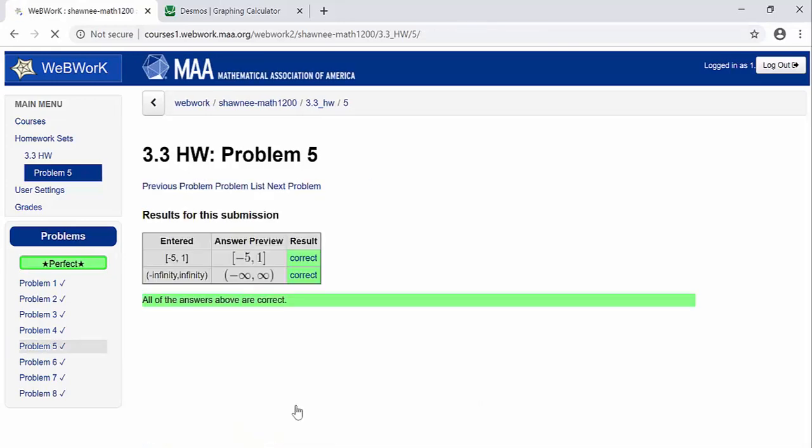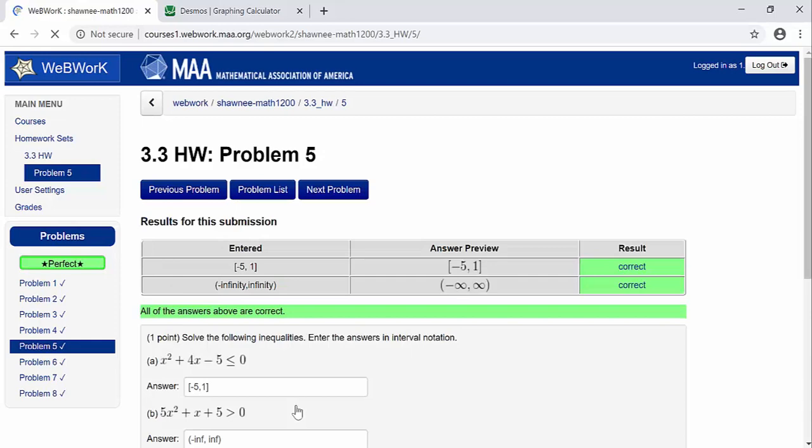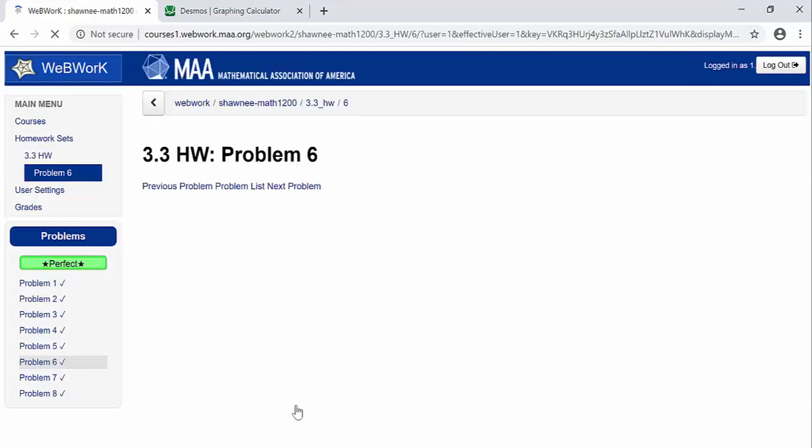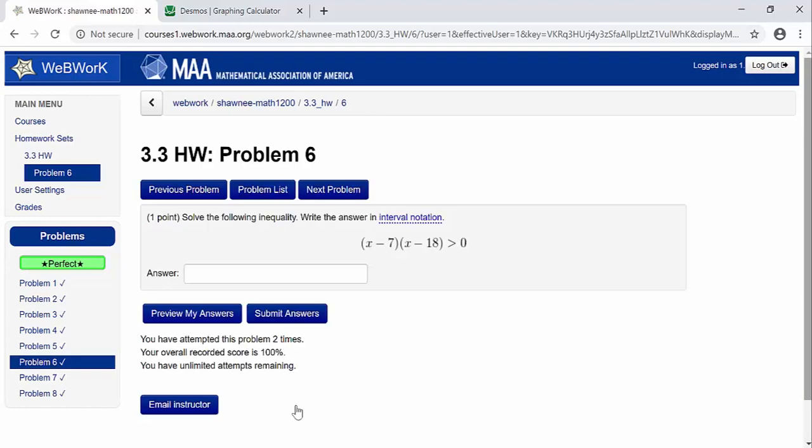Now let's see number 6. In number 6, we're asked to solve the following inequality. So again, I want to think of this in terms of a polynomial function. This function will be greater than 0 when the graph of this function is above the x-axis.